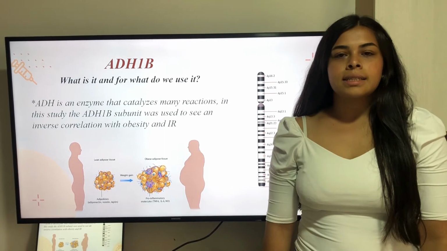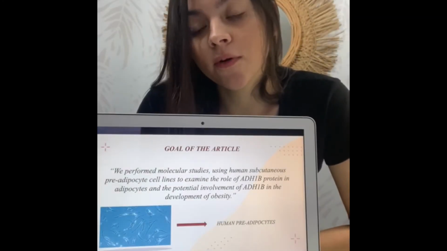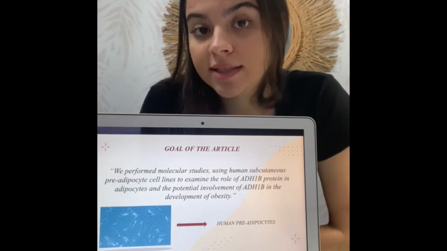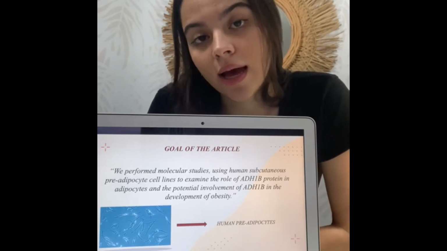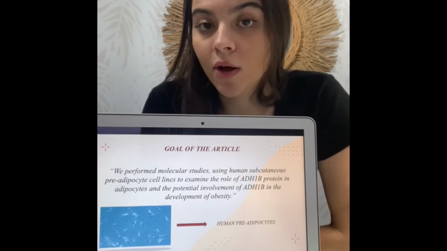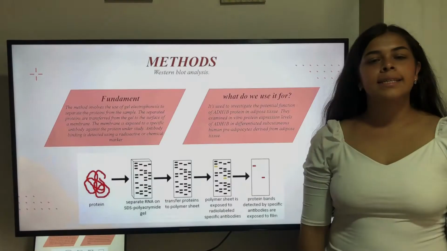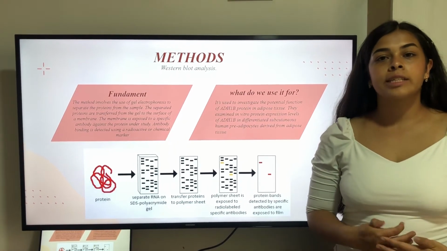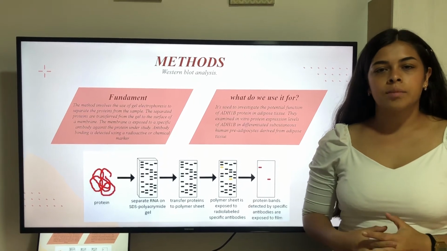to acetaldehyde. So, the goal of the article is to perform molecular studies using human subcutaneous preadipocyte cell lines to examine the role of ADH1B protein in adipocytes and the potential involvement of ADH1B in the development of obesity. In this technique, human preadipocytes were taken and cultivated for 14 days until they are shaped and differentiate to adipocytes.